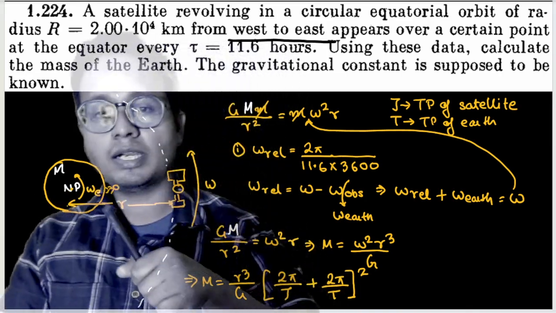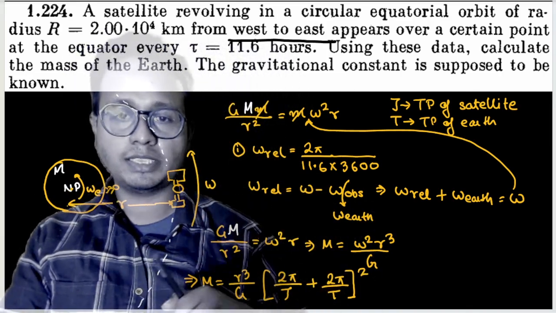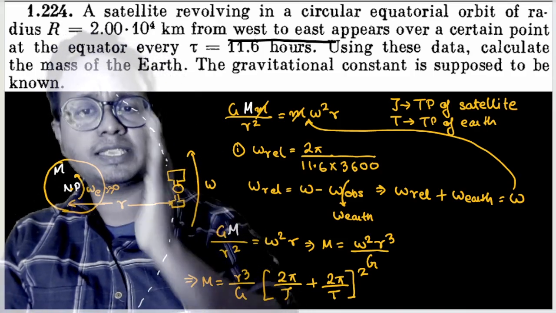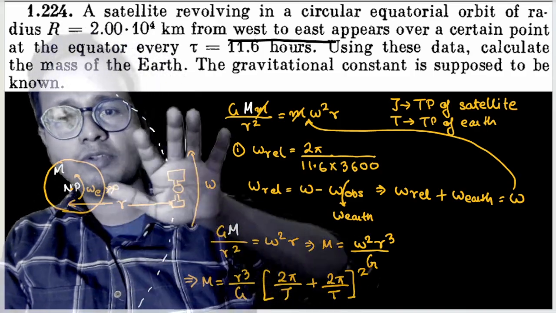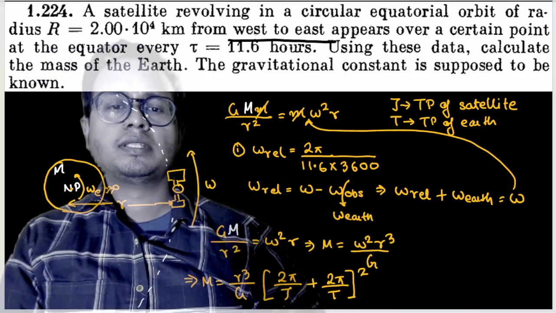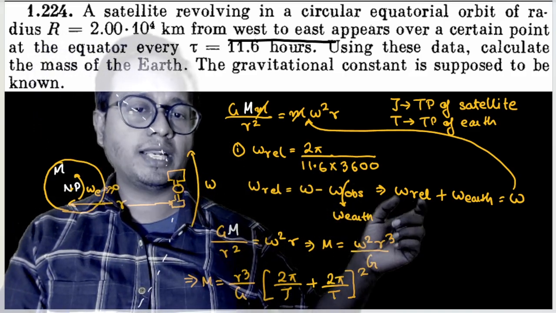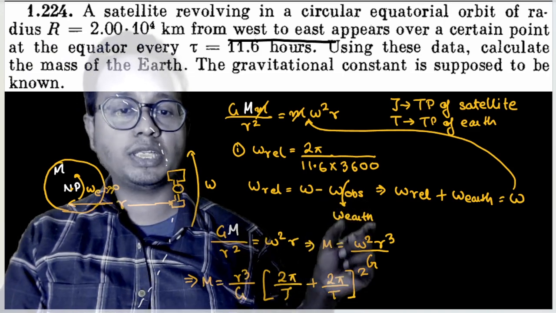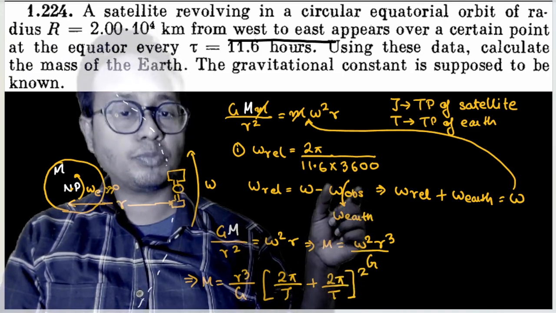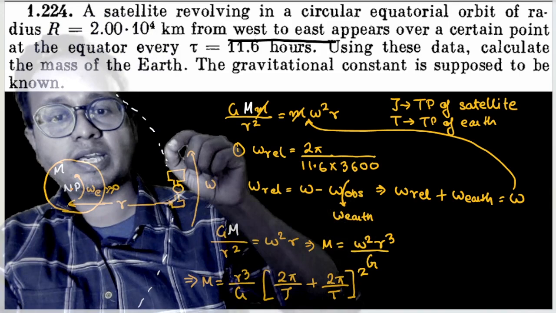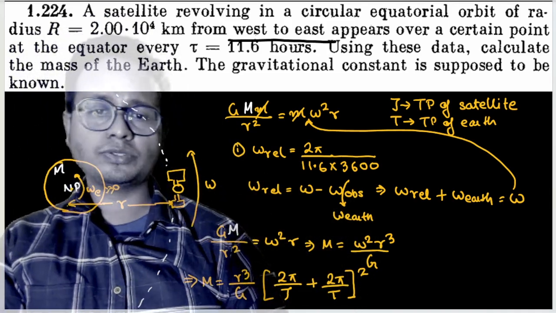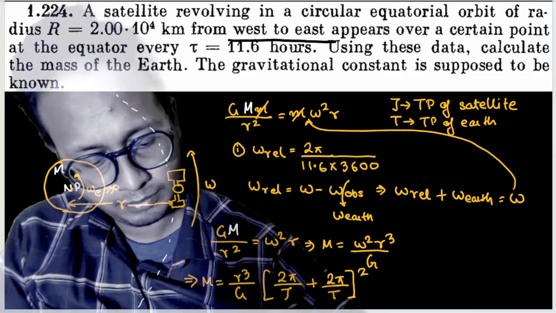Sir, what would happen if the satellite was moving in the opposite direction? Here, the angular velocity of the satellite and the angular velocity of Earth are in the same direction, no? What would happen if the angular velocity of the satellite was in the opposite direction? The same thing would happen. Omega relative would be omega plus omega of Earth. So instead of putting minus here, you would put plus here, if the satellite was moving with opposite angular velocity. So this was our question.